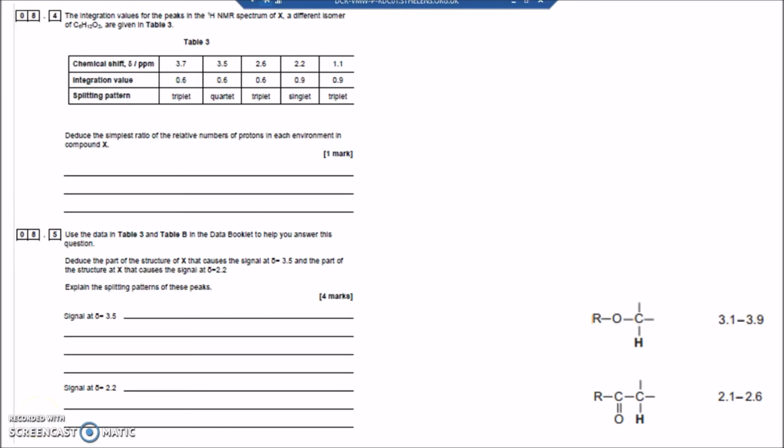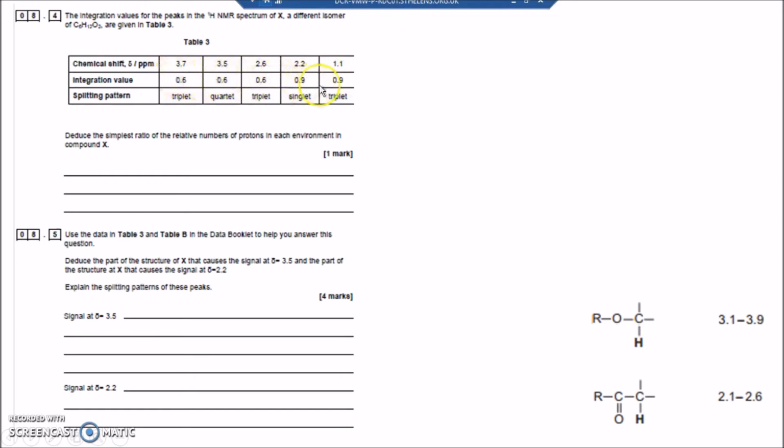So 8.4, so I've got hydrogen NMR. So I've got C6H12O2, and I've got some chemical shift patterns, some integration values, and some splitting patterns. I need to lay this out as a table here. I need to keep the same format for this table. As soon as I start writing it as free text, I lose track of what's what. So first of all, deduce the simplest ratio of the relative number of protons in each environment to compound X. That means get these numbers into whole numbers.